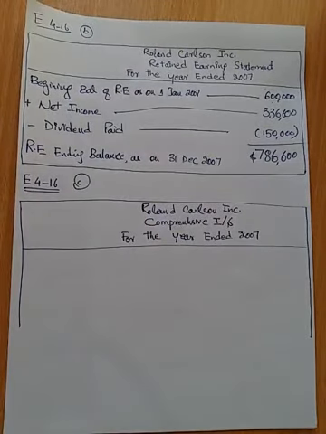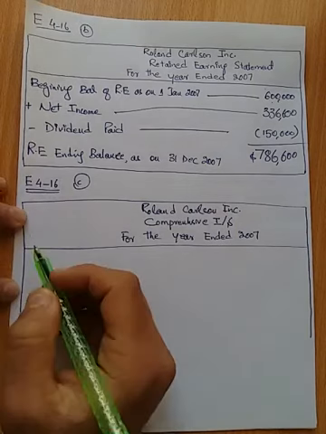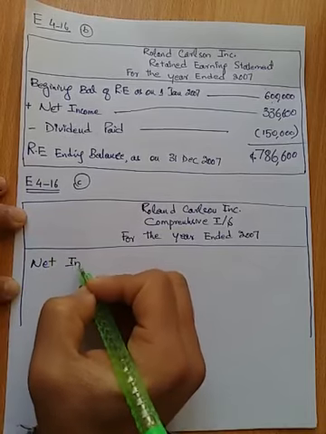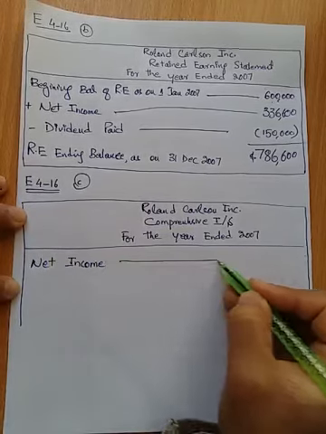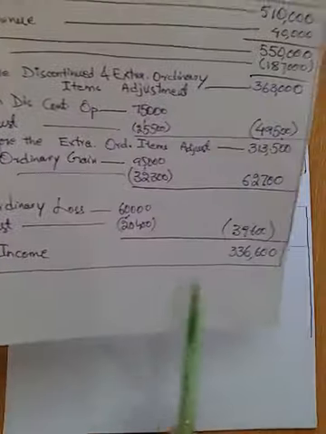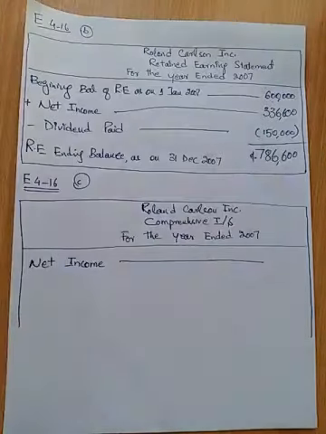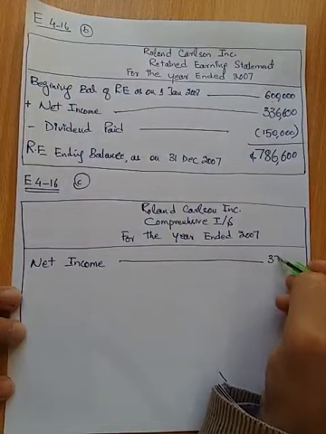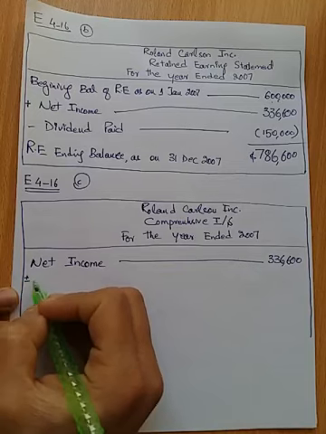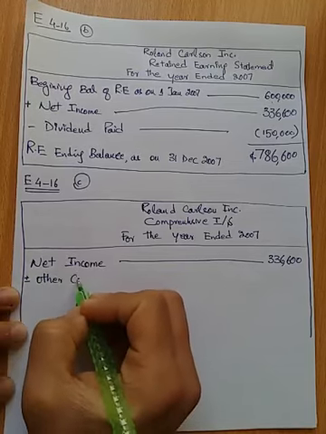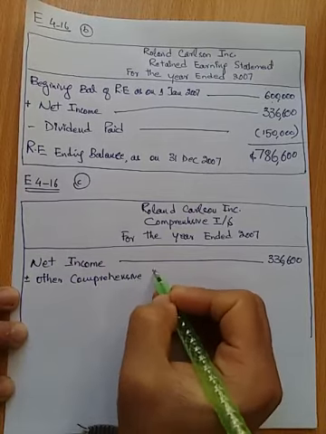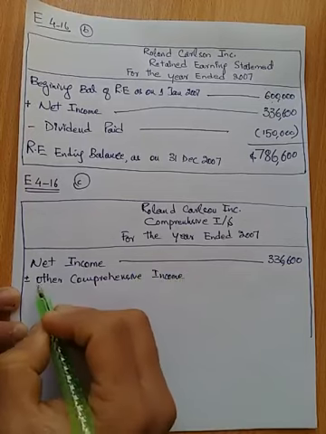Now, when you are trying to prepare a comprehensive income statement, every comprehensive income statement starts with a figure of net income, which you can get from the basic income statement you have prepared for the organization. So if we go back to our part A, the net income we got is $336,600. So I will write here $336,600, and then I will plus or minus other comprehensive income.